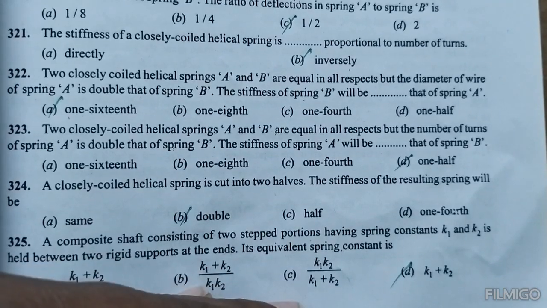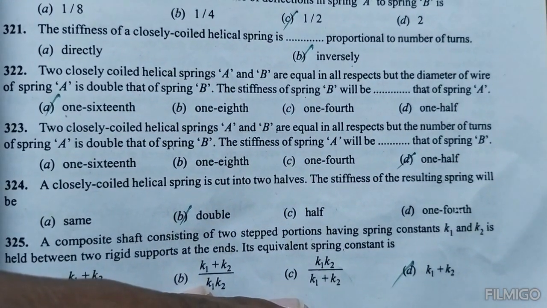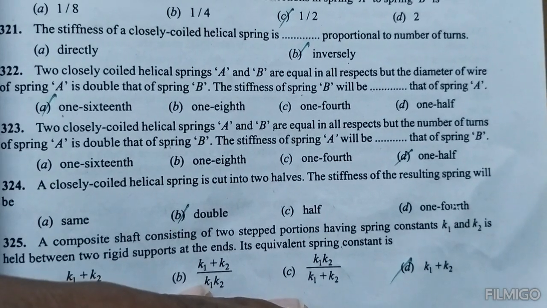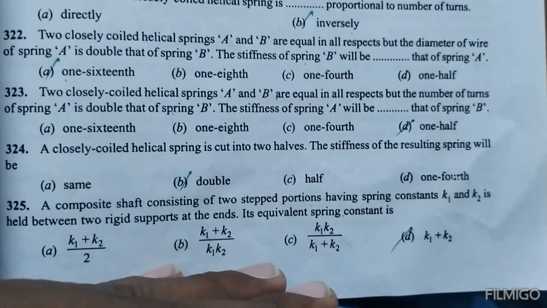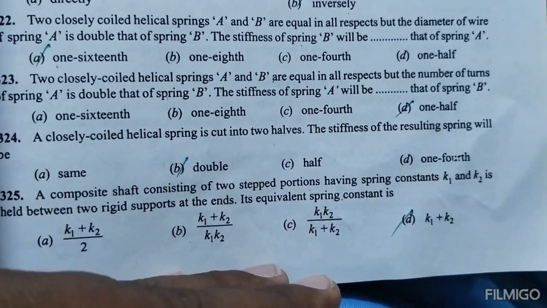Two closely coiled helical springs A and B are equal with respect to the number of turns. If the number of turns of spring A is double that of spring B, the stiffness of spring A will be half. A closely coiled helical spring cut into two halves: the stiffness of the resulting spring will be doubled.